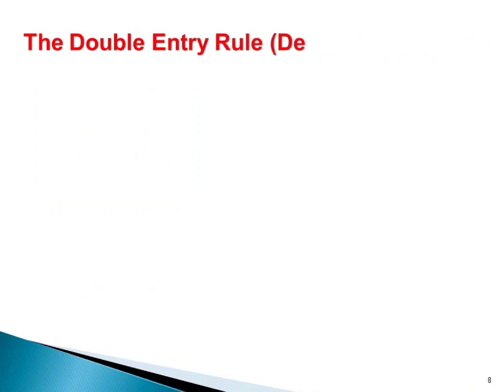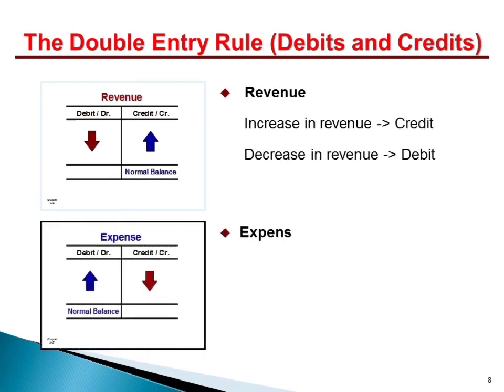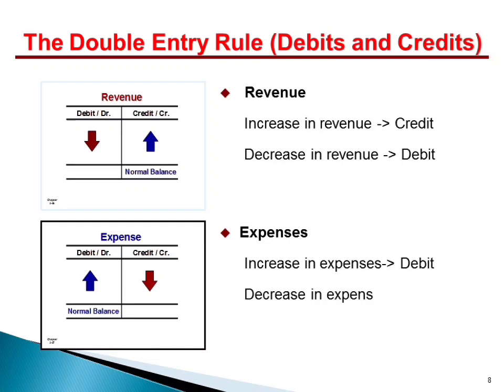Double entry rule for revenues and expenses. Increase in revenues, credit, and decrease in revenues, debit. Increase in expenses, debit, and decrease in expenses, credit.